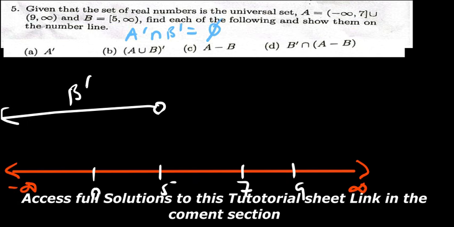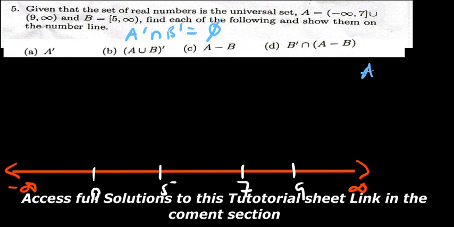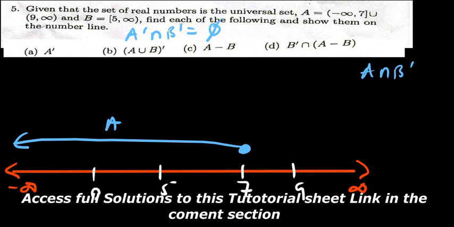Let's go to the next one. A minus B is the same as A intersection B complement. So we just need to find, let's first put our A. A is 7 included all the way there, and also where is A again? 9 not included there, that is also A.